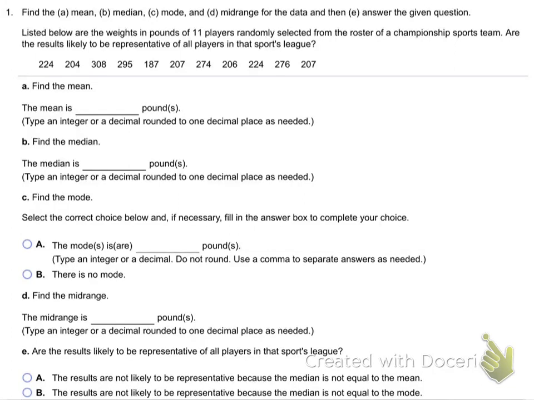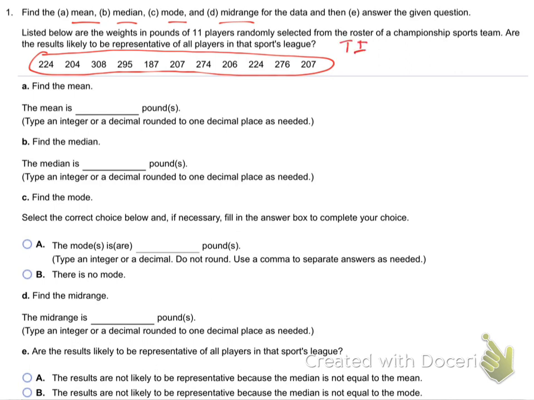Okay, so here we are on quiz number 3. We're supposed to find a bunch of stuff. It wants us to find the mean, median, mode, and mid-range of the data. Alright, so here's the data set. And so basically you put it into your calculator, your TI.